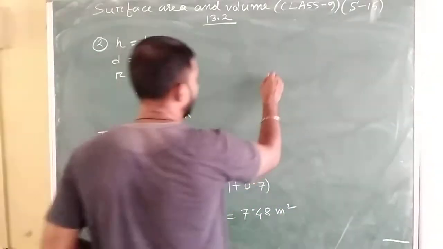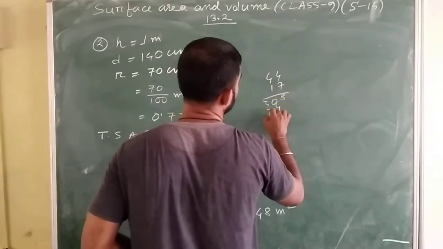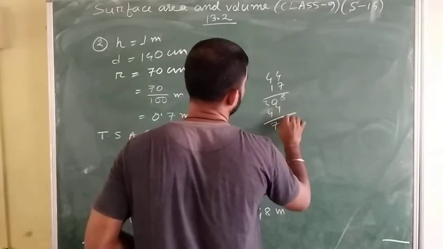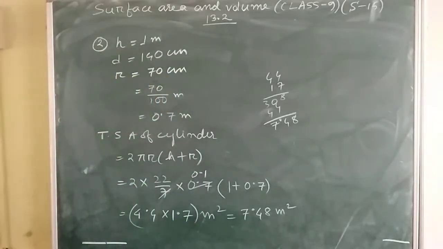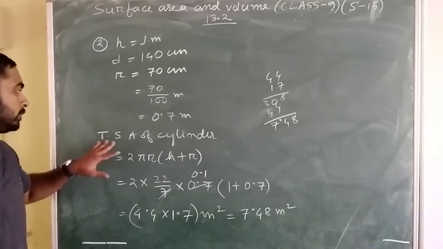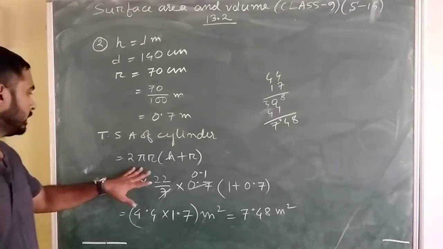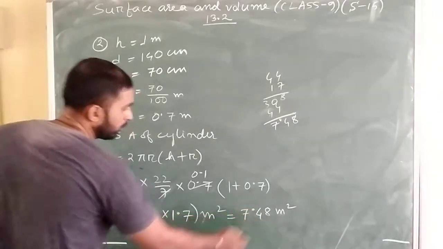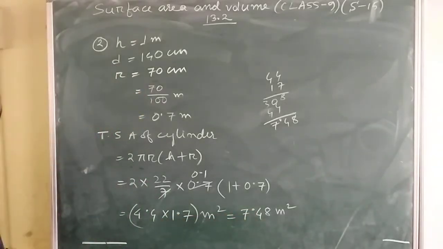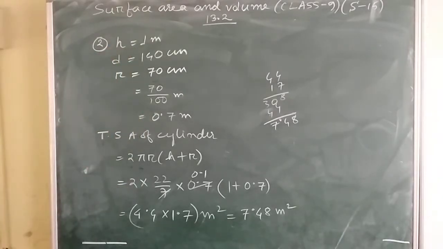I did the calculation at home: 7, 4, 8, then this 4.4, 7.48 square meter. So this is the answer. Here we find the total surface area because it is totally closed. It is a closed cylinder, that's why we find the total surface area, 2 pi r times h plus r. Got it? So this amount of metal sheet is required to make the cylinder whose height equal to 1 meter and radius equal to 0.7 meter.